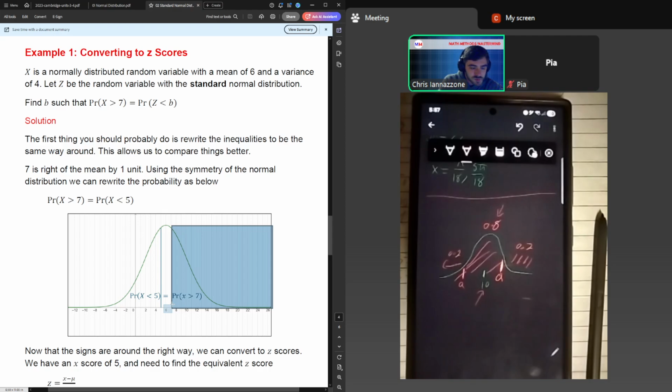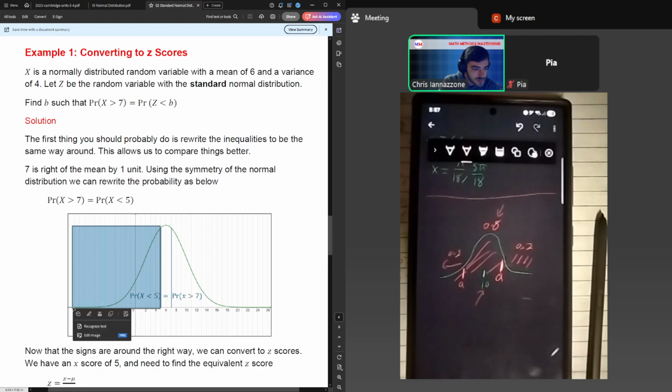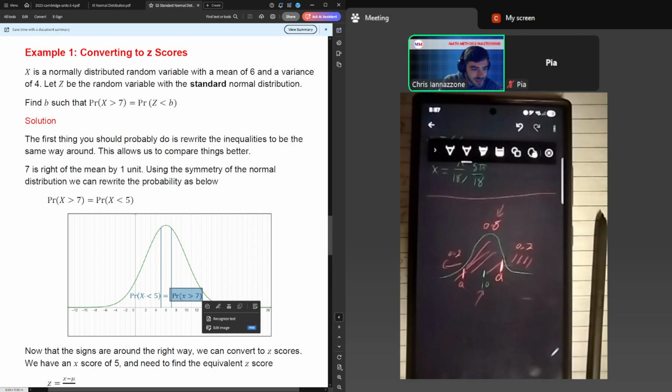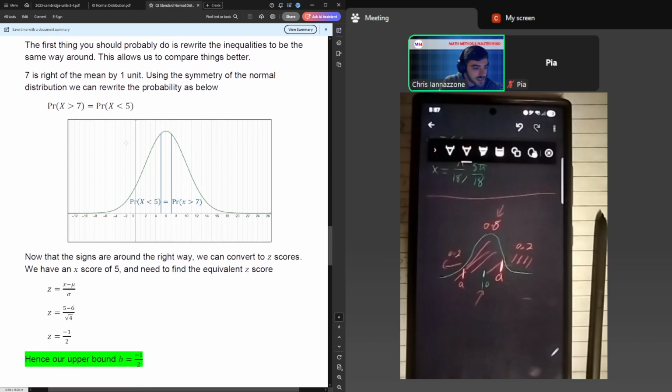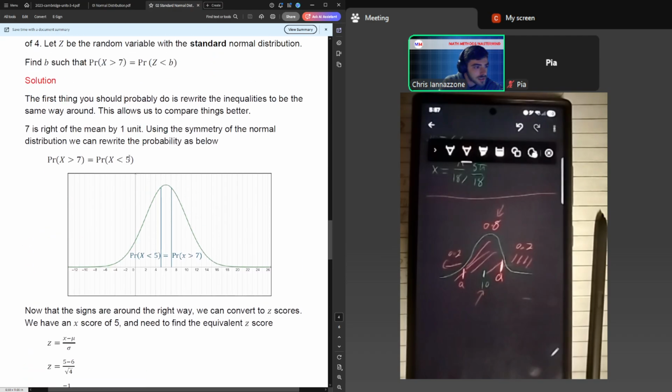It's going to be removed by a distance of 1. And so all I do is go to the opposite direction and say, okay, this area all the way to the left is the same thing as this area all the way to the right. So in that way, x being greater than 7 is the same thing as x being less than 5, as far as probabilities are concerned. So instead of using this, I can now rewrite my equation such that the probability of x being less than 5 is the same as z being less than b.